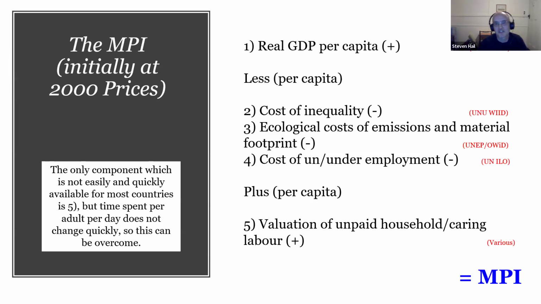So there's a certain amount of, again, subjective judgment and interpolation here. As it says on the left-hand side, the only component which is not easily and quickly available for most countries is this one. But time spent per adult per day doesn't change quickly under normal circumstances from one year to the next. So by making some reasonable assumptions, it is possible to overcome this problem. And it is important to include it in your MPI index, although it's not going to explain significant changes in that index from one year to the next.